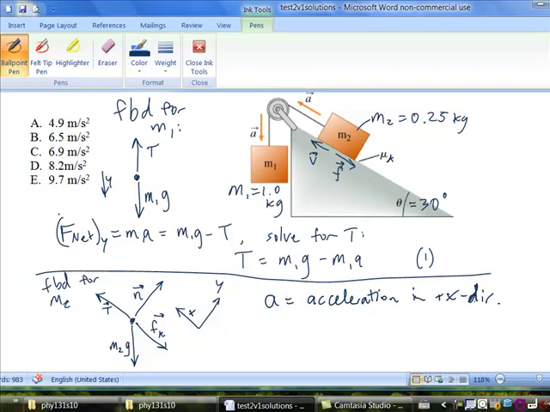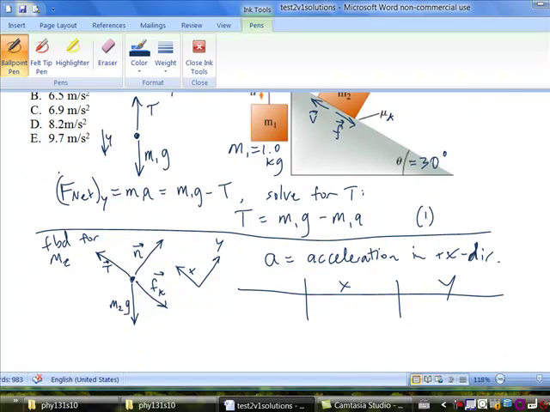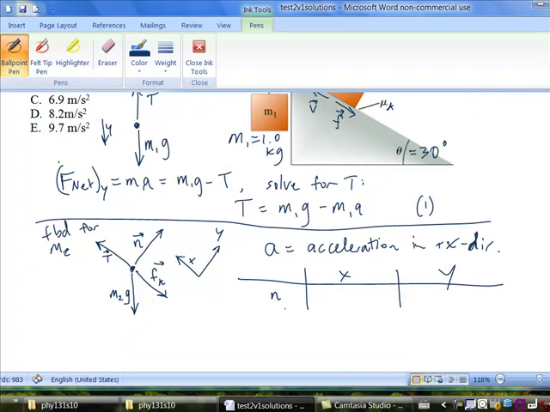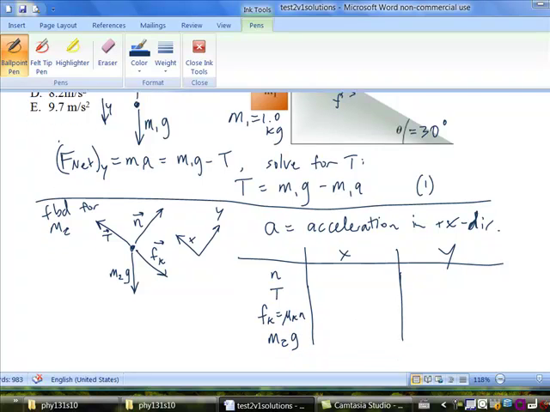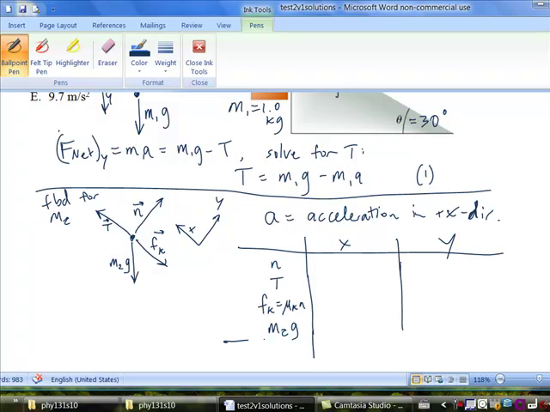Okay, so good. So now we can do our little table that I like to do, where we have x components and y components and the forces. So the forces here, let's list them. There's the normal force, there's the tension force, there's the kinetic friction, which we know is going to be equal to mu kinetic times normal. It has a nice equation for it. And there's m2g. So we can figure out x and y components for all of these and then add them up to get our net forces.